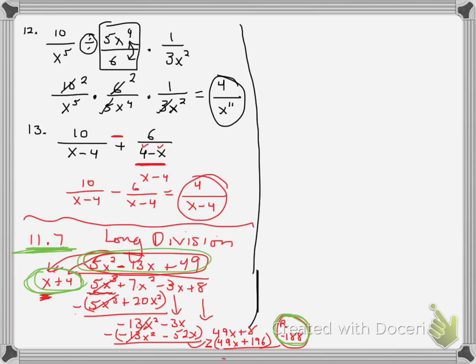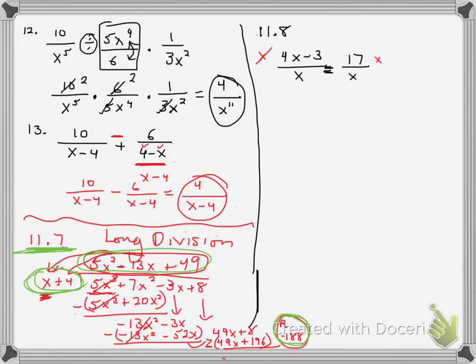Let me go to 11.8. Now for 11.8, when we have equal signs here, you want to get rid of your denominators by multiplying by the common denominator. And you want to be careful to throw away extraneous solutions. So there's two parts to this problem. The common denominator is x.